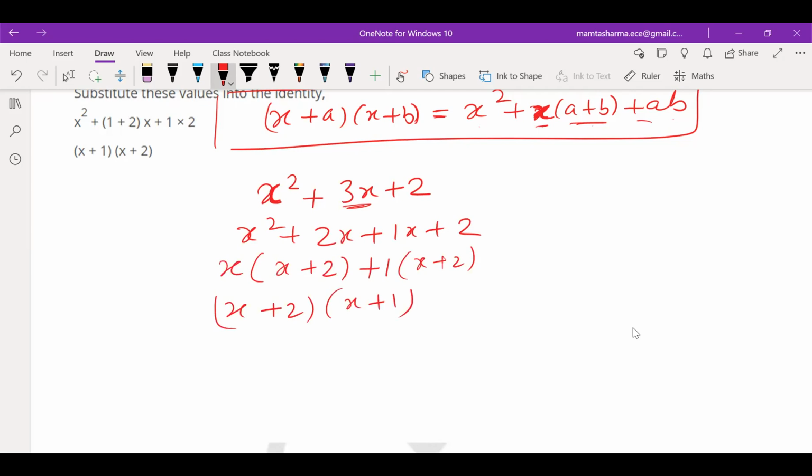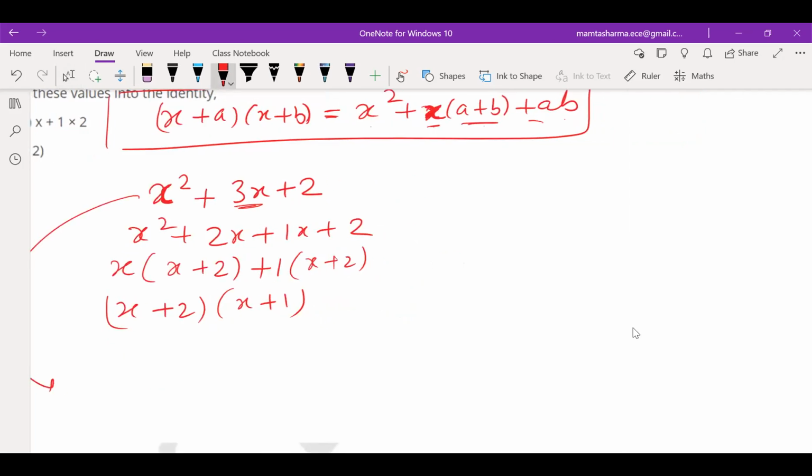Okay. Ma'am, again if we want, we can do it like x plus a into x plus b. That formula also we can use. Yes, you solved it using this formula only. You can compare this expression with the identity x square plus x a plus b.